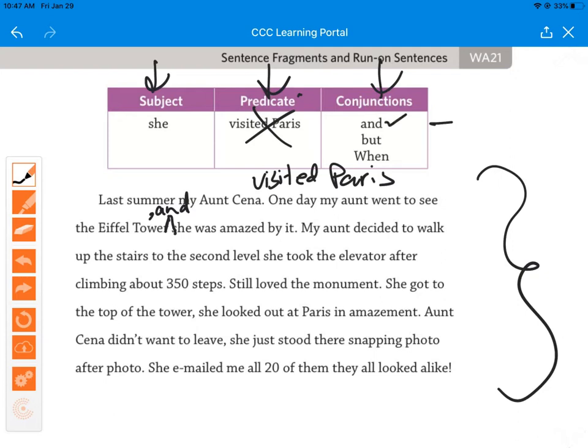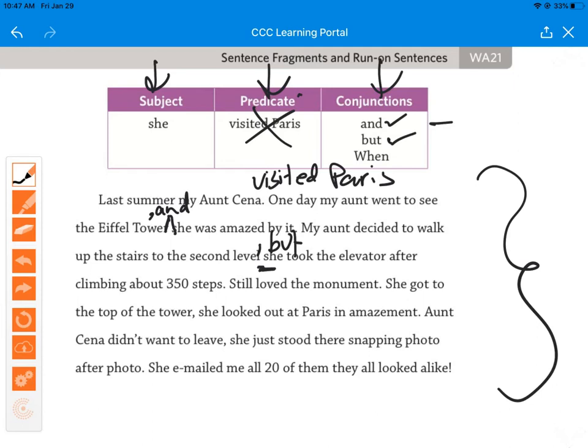So now we've done and, but we might be able to use another one. My aunt decided to walk up the stairs to the second level. She took the elevator after climbing about 350 steps. It's a run-on sentence, two complete sentences. So I think the break would be right about here. My aunt decided to walk up the stairs to the second level. Now she's switching, walking and then taking the elevator. So when or but? Hopefully you said but. So we do comma, but she took the elevator after climbing about 350 steps.